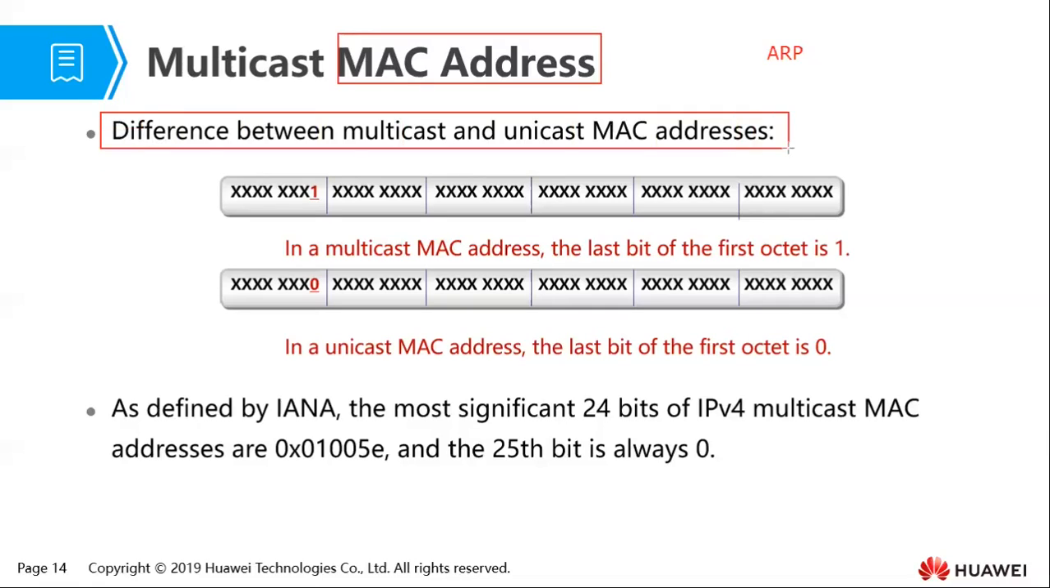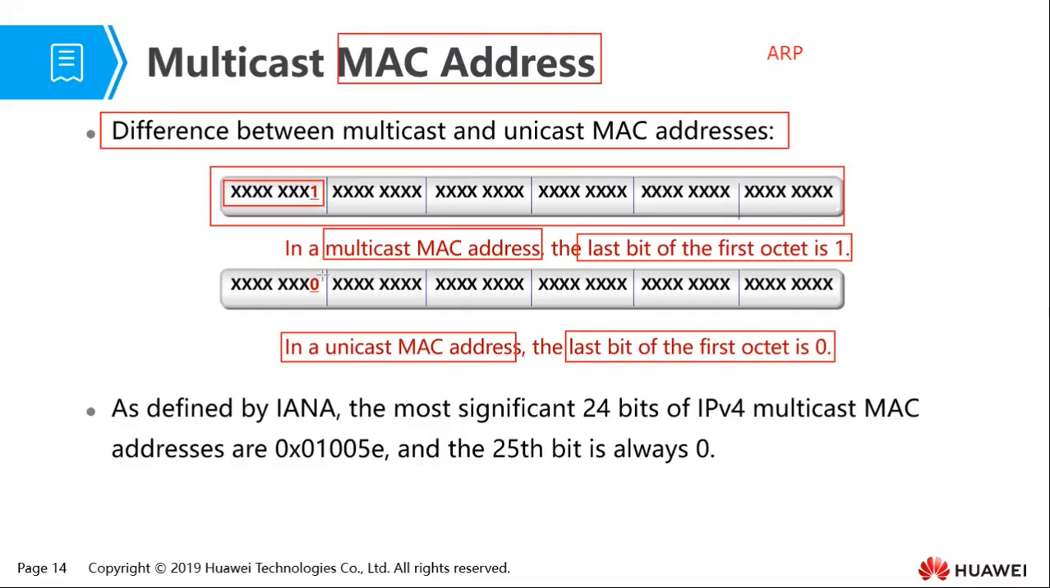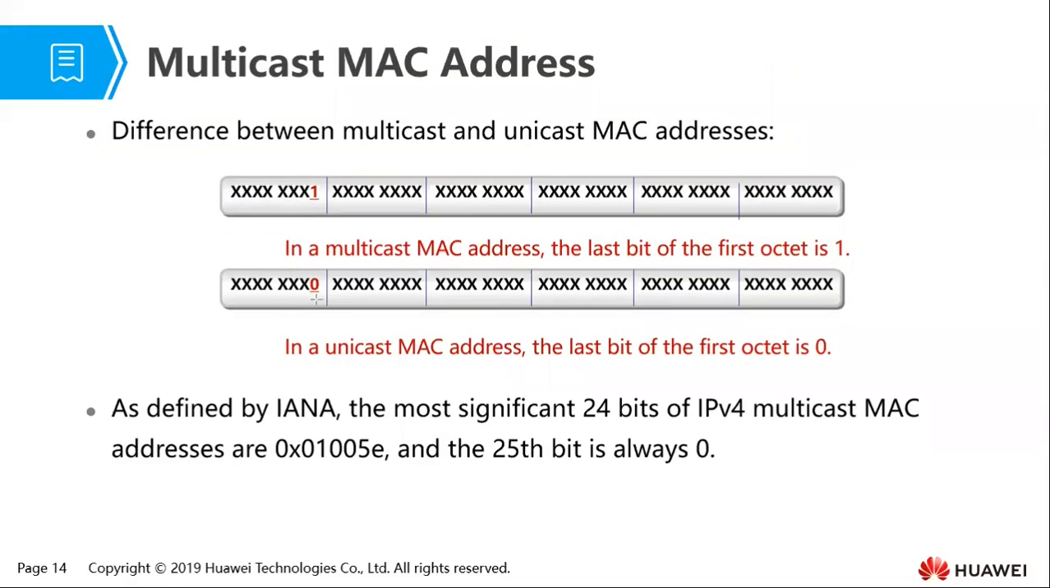Now, when we were learning about the MAC address, we said it's made up of 48 bits, normally written in hexadecimal. And we said also that the last bit of the first octet is a 1 if that MAC address is a multicast MAC address. Otherwise, if it's a unicast MAC address, then the last bit of the first octet is usually a 0. So that's one of the main differences between a unicast and a multicast MAC address.